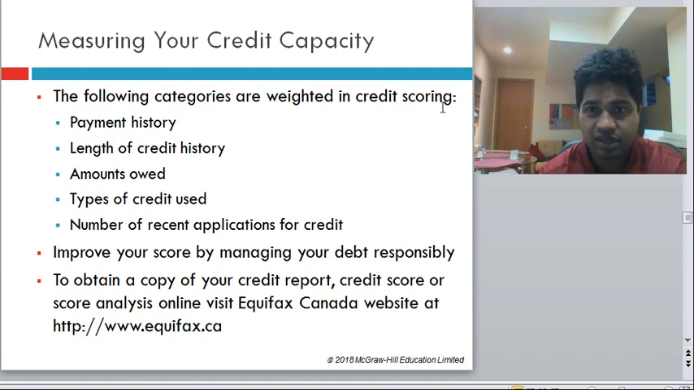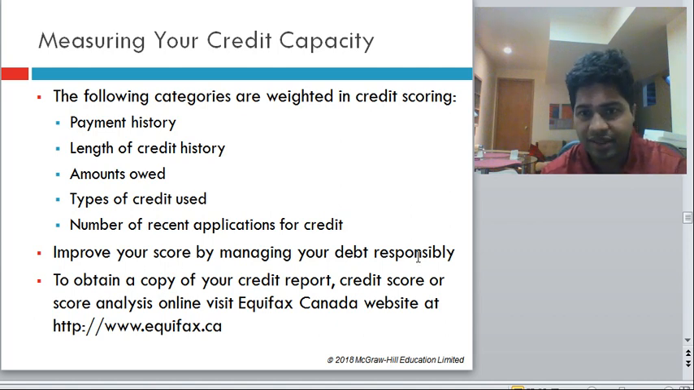The following categories are weighted in your credit score. So payment history, length of credit history. So how long have you been taking credit? What is your credit behavior? How are you paying your credits? Amount you owe, types of credit used. So do you take more consumer credit or do you take more home mortgages, etc. Number of recent applications for credit. Even if you don't take credit but people are inquiring about your credit history, that is shown in your credit file. The more inquiries, the lower the credit score, so it affects credit scores in a negative way.